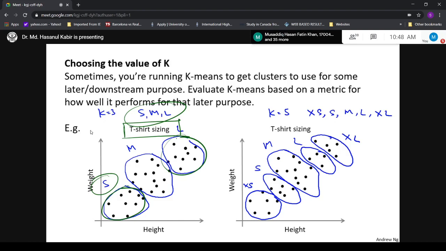But sometimes you may want to do it in a different way. Maybe in your application, you have the same 1,000 people, but now you say, I want to have extra small, small, medium, large, extra large. So you can see your classes have automatically been defined like that, right?